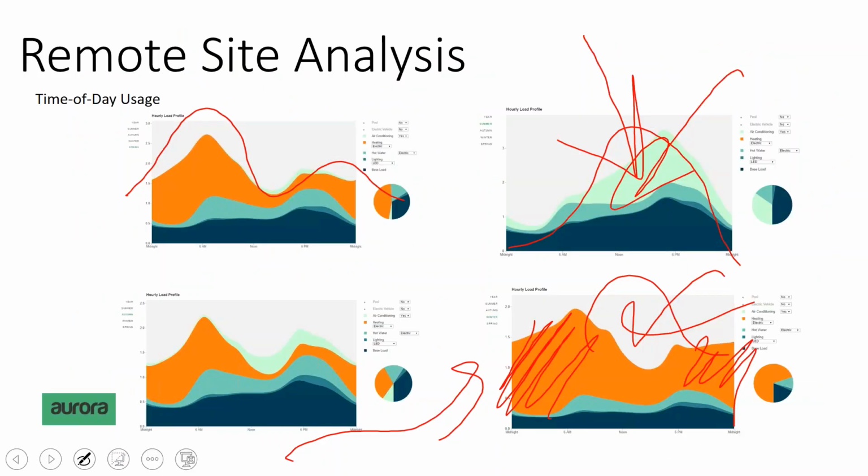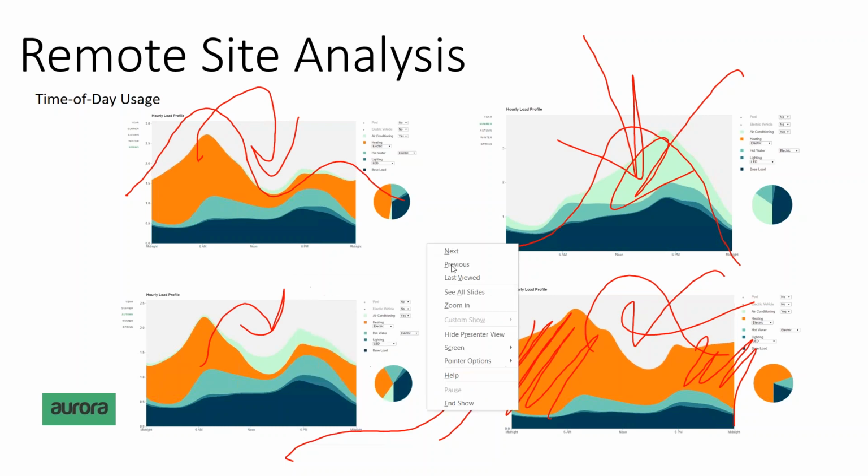So what we want to do is load shift to say, can we put this into the middle? Can we put this into the middle? How do we do that? And also, we want to get an idea of what time of day our clients are actually using the electricity, just from a design standpoint.